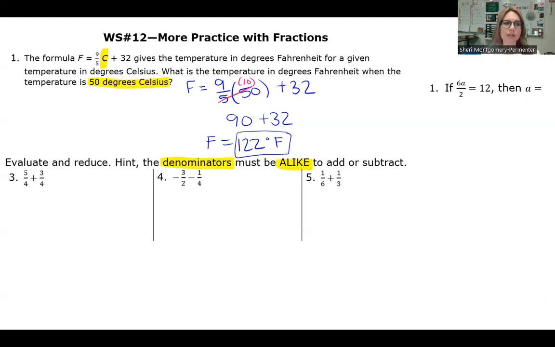For question number 3, we already have like denominators, so we can add them. When you have like denominators, the denominator stays the same, and really all you're adding is the top. So we got 5 plus 3 is 8. Does that reduce? What does 8 over 4 reduce to? Just 2, right? Or 2 over 1, yep.